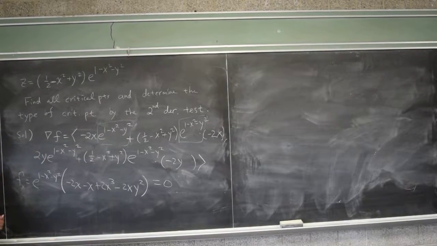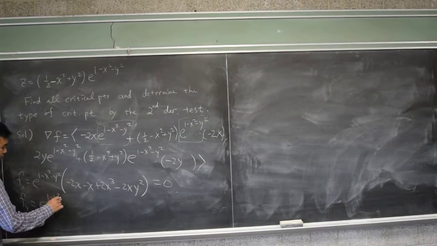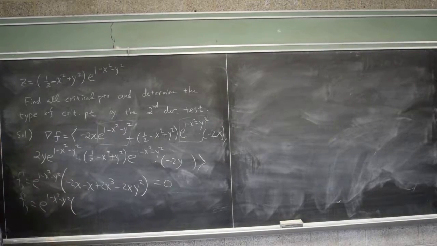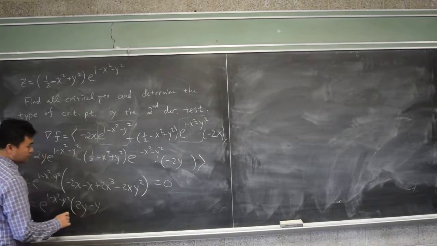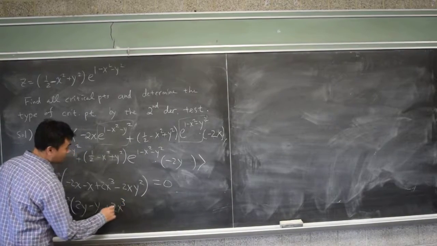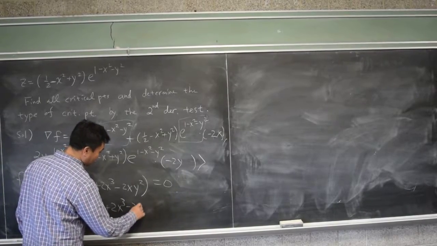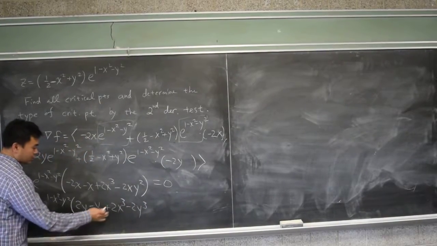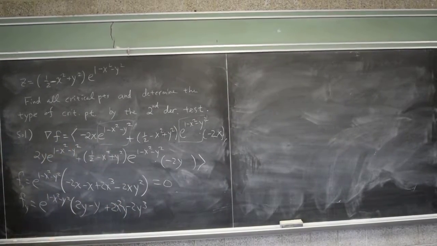That's fx. Let's do the same for fy. E to the 1 minus x squared minus y squared can be factored. And when you factor it out, you have 2y minus y, and then plus 2x squared y, and then minus 2y cubed.